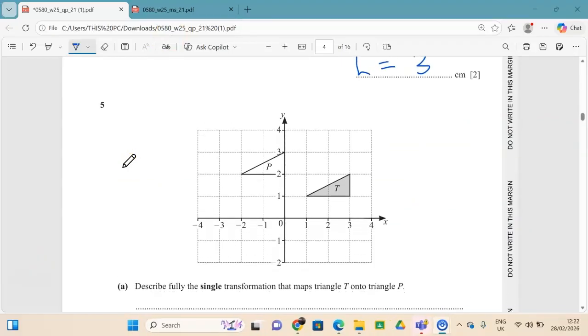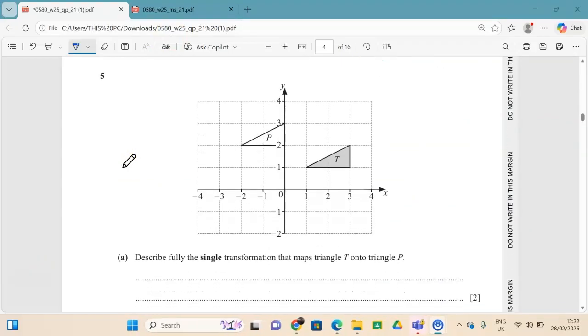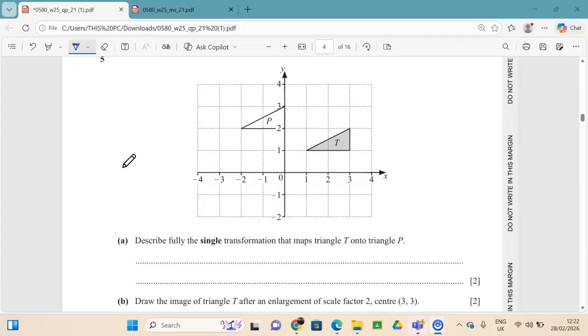Now this is question 5. Question 5 says, describe fully the single transformation that maps triangle T onto triangle P. You first of all need to check the orientation of triangle P and triangle T. If you check, you can see that the orientation is the same.